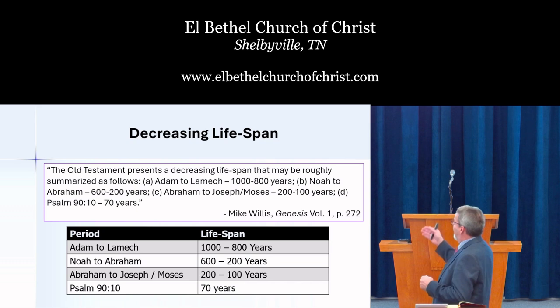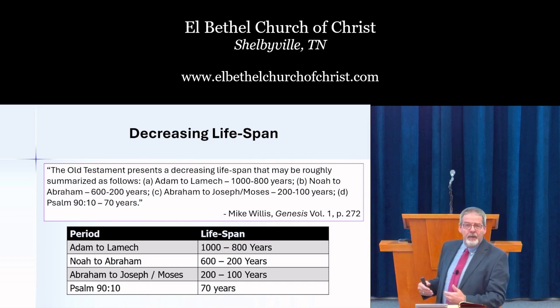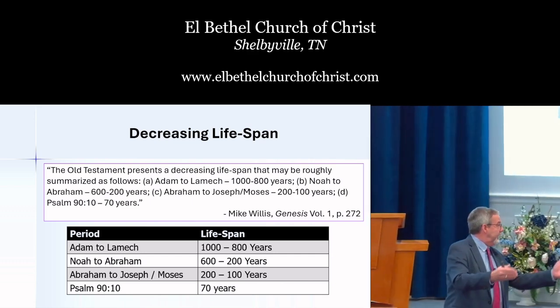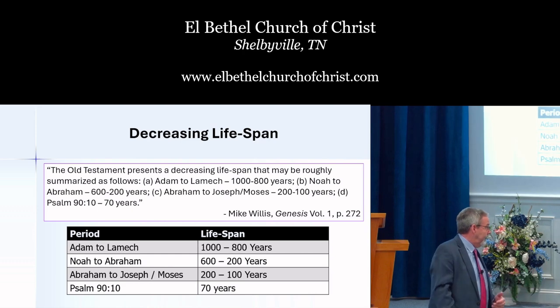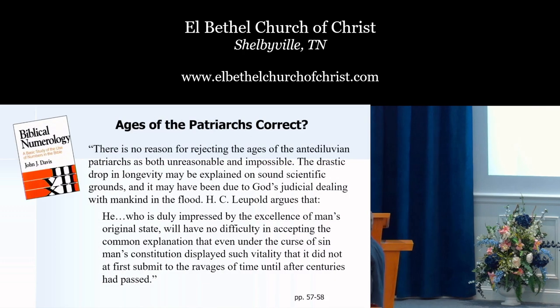But from Noah to Abraham, it was reduced down to 600 to 200 as you trace the ages. And then from Adam to Moses, it was reduced from 200 down to 100. You see the decreasing lifespan? By Psalm 90, there was mention of a lifespan of 70 to 80 years. Quite a drastic change. Now, why is that? Well, more about that here in just a second.